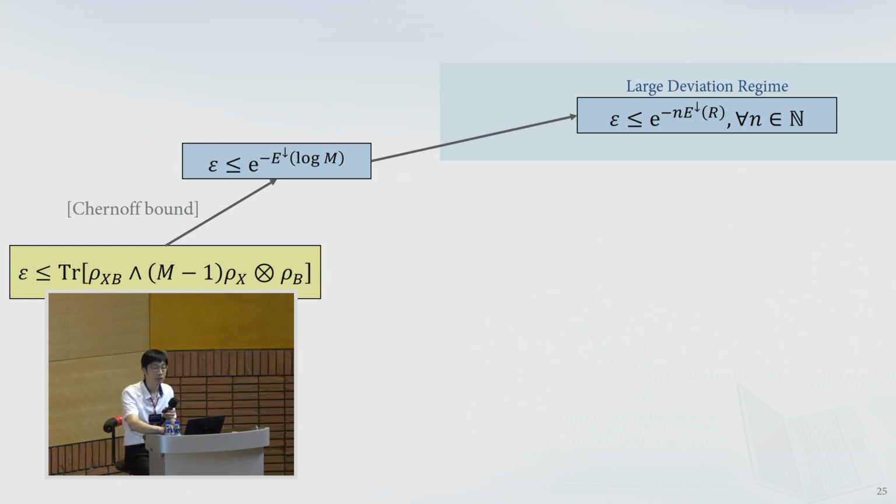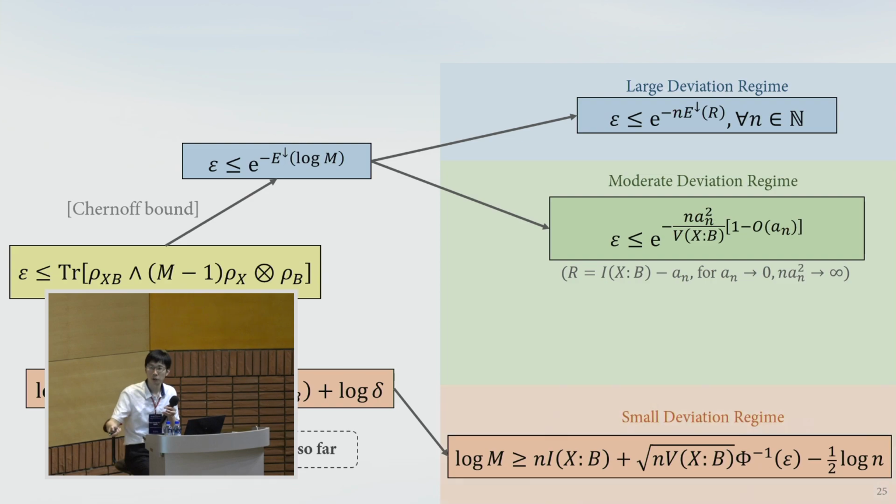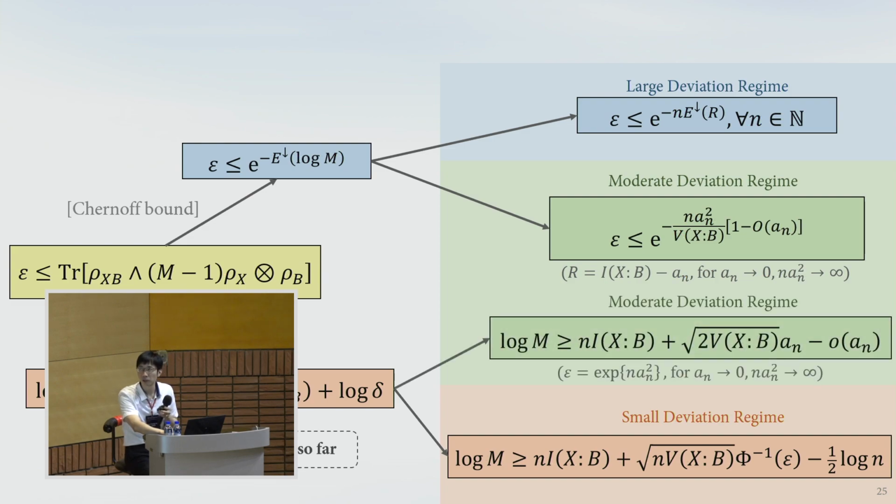We call this a large deviation regime. If the rate is not a constant, we will get some refined version for the moderate deviation regime. And we can also express this bound in terms of some hypothesis testing divergence, which is an SDP. So we can compute this, and this leads to the tightest one-shot channel capacity so far. If we use some second-order expansion, we can get the second-order rate in a small deviation regime. We can also get some moderate deviation regime.